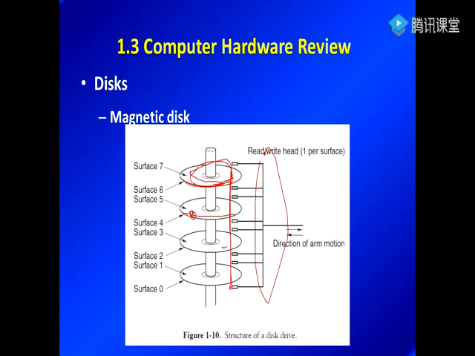So the controller is an electronic chip or a group of chips to control these behaviors on each device. Each device you can divide into two parts. One is the device itself, and the other one is the controller, the electronic part.